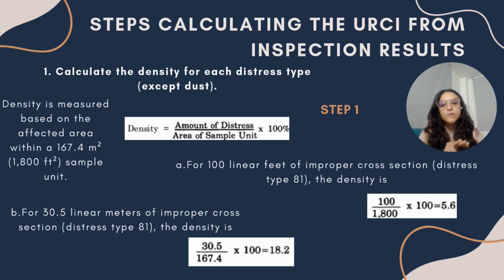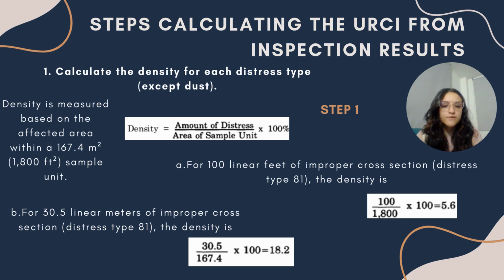The first is to calculate the density for each distress type except dust. Density is measured based on the affected area within the 168.4 square meter sample unit. Density is the amount of distress over the area of the sample unit, times 100%. Now, there are two cases, part A and part B.